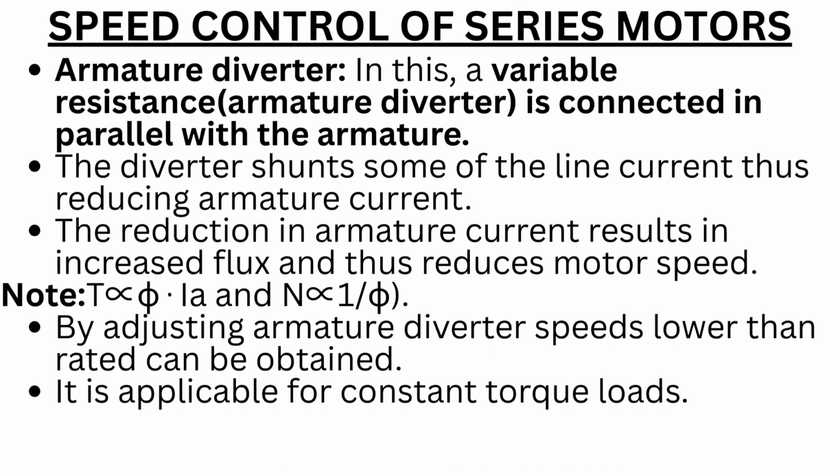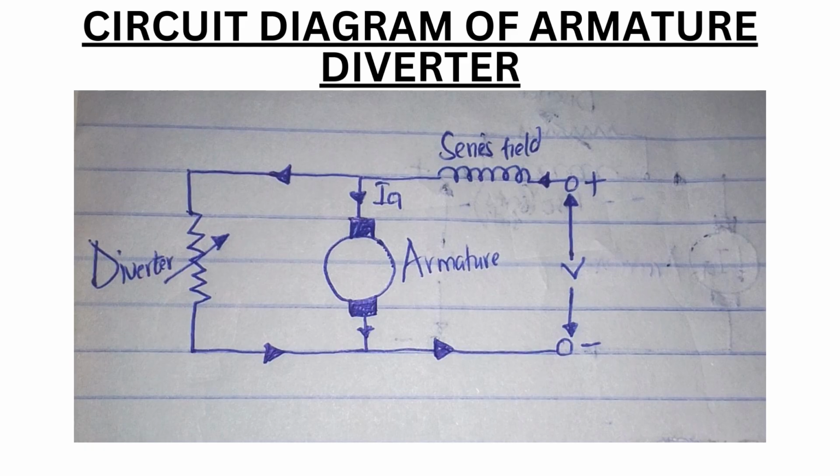As is shown, the diverter is connected in parallel with the series field. Armature diverter: in this, a variable resistance, the armature diverter, is connected in parallel with the armature. The diverter shunts some of the line current, thus reducing armature current. The reduction in armature current results in increased flux and thus reduces motor speed. Note: torque is directly proportional to the product of flux and armature current, and speed is inversely proportional to flux. By adjusting the armature diverter, speeds lower than rated can be obtained. It is applicable for constant torque loads. The circuit diagram below is of the armature diverter. As is shown, the variable resistor, the armature diverter, is connected in parallel with the armature.